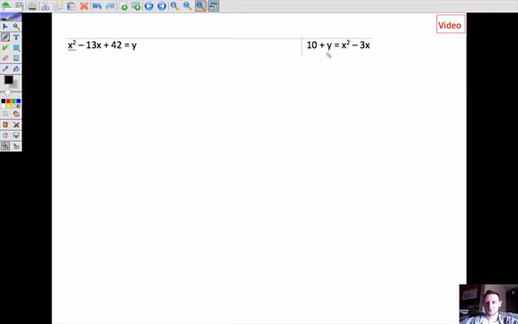let's do this second one. So we got 10 plus y equals x squared minus 3x. First thing I want to do is just replace y with 0. So this is going to be 10 plus 0. In order to factor this, I need to get everything over to the right side, so that means I just need to get this 10 out of there. And I get 0 equals x squared minus 3x minus 10.